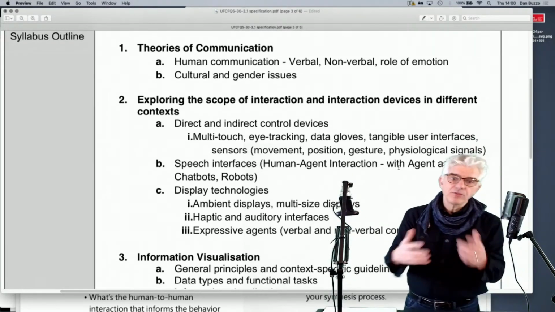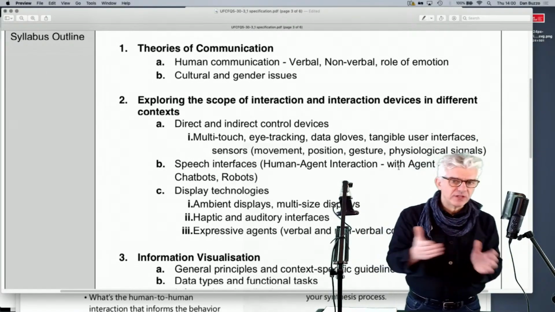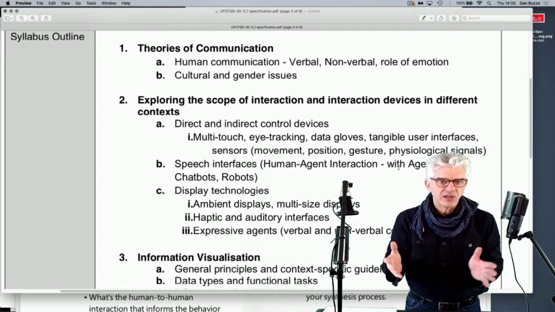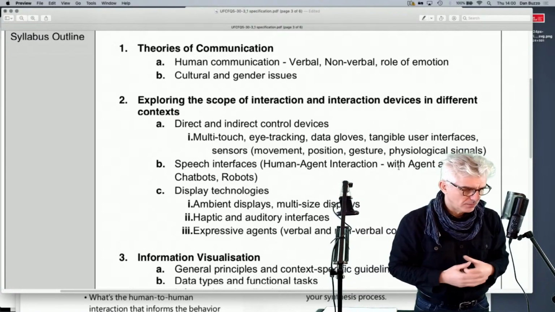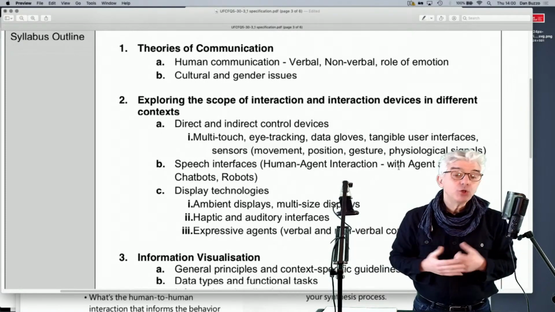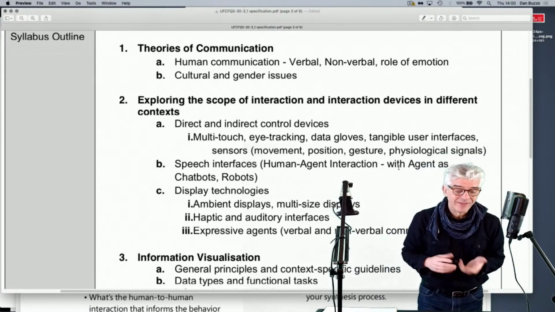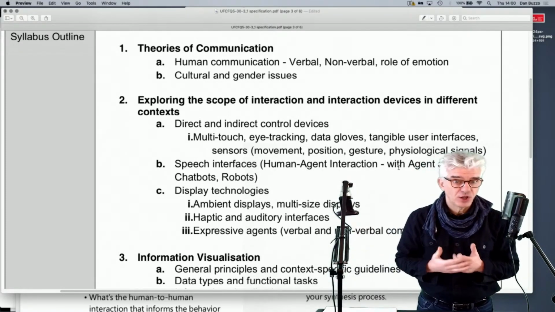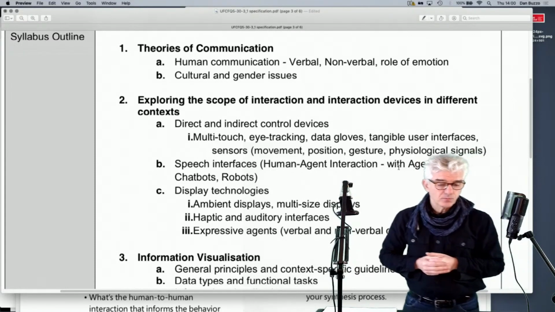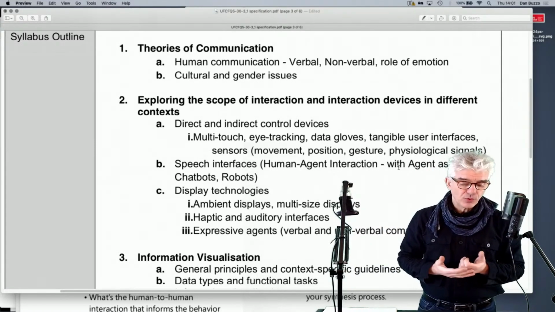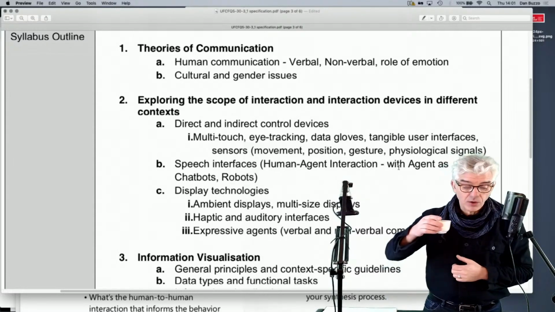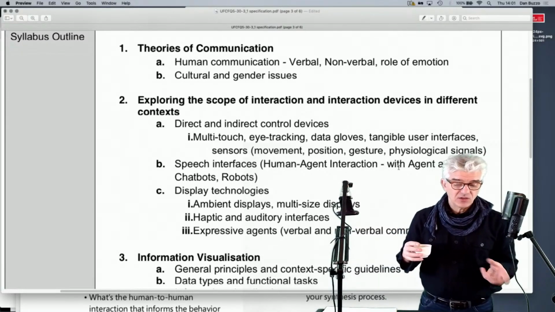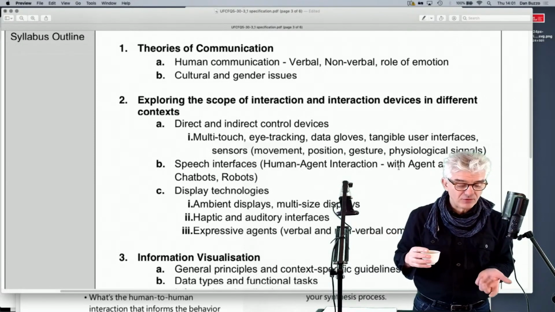And part of the syllabus elements, and these differ slightly each year, and these will change slightly depending upon the workshop, and every year we're trying to update what we do. You'll look at human communication, verbal, non-verbal, and the role of emotion in that. We'll look at cultural and gender issues. We'll look at exploring the scope of interaction and interaction devices in different contexts, including multi-touch, eye tracking, data gloves, tangible user interfaces, sensors, etc.